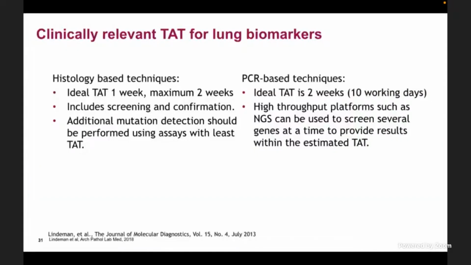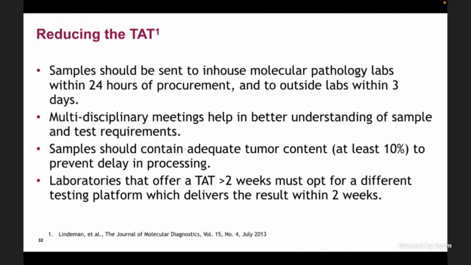So TAT is the one thing which all of us are really worried about. We are as worried as the patient. So ideally, TAT should be around 1 week. Most of the IHC based, we are able to get around a week's time, depending on the working days, probably around 10 days. But PCR takes slightly longer time, and one more thing is it is slightly more expensive. So for most of our patients, we prefer IHC for ALK and ROS and PCR for EGFR.